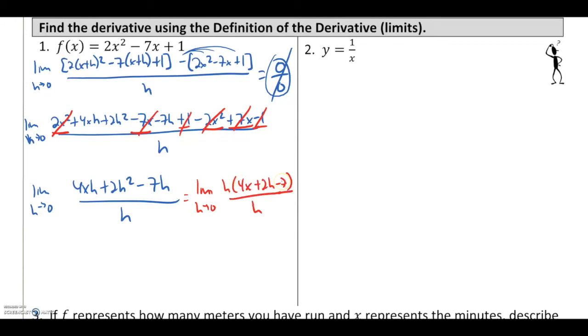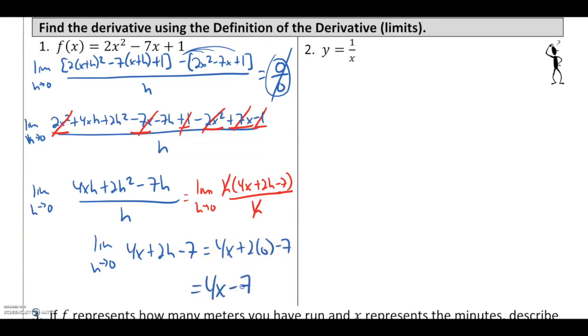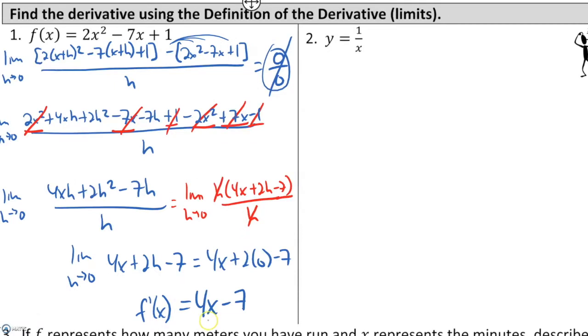And that means that that h is actually a removable factor, so that 0 is a removable discontinuity, and what I'm actually dealing with is the limit as h goes to 0 of 4x plus 2h minus 7. And direct substitution would tell me that I'm dealing with 4x plus 2 times 0 minus 7, and my derivative, f prime of x, equals 4x minus 7. And what that represents is the slope of any tangent line, the instantaneous rate of change for any x value along my f of x function.